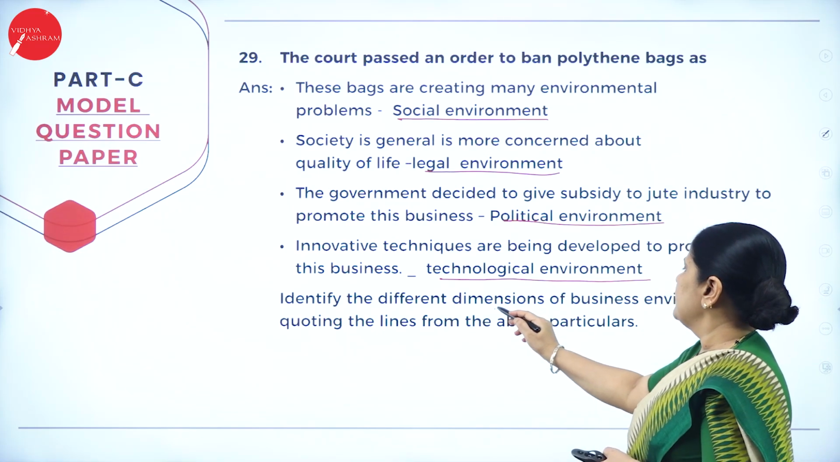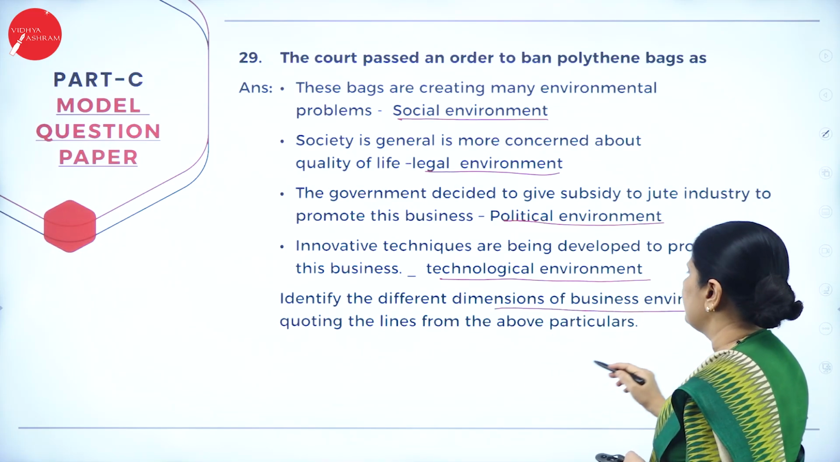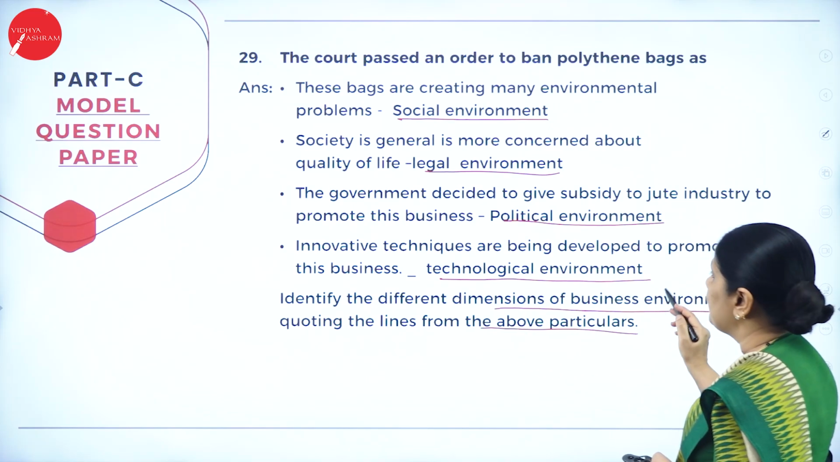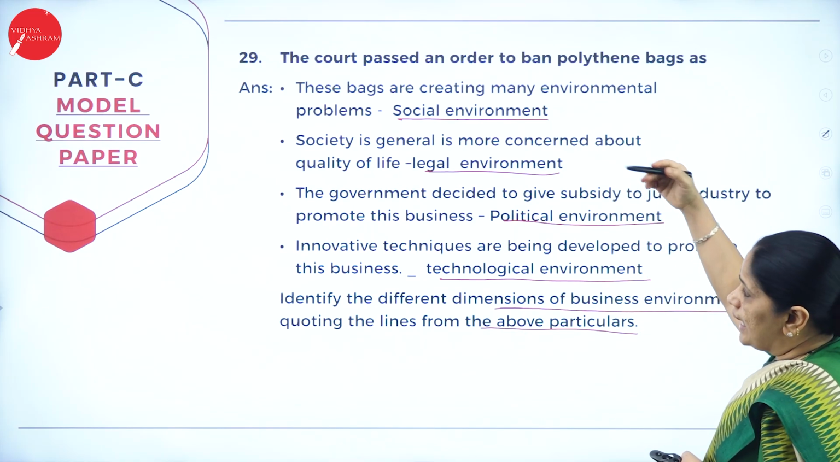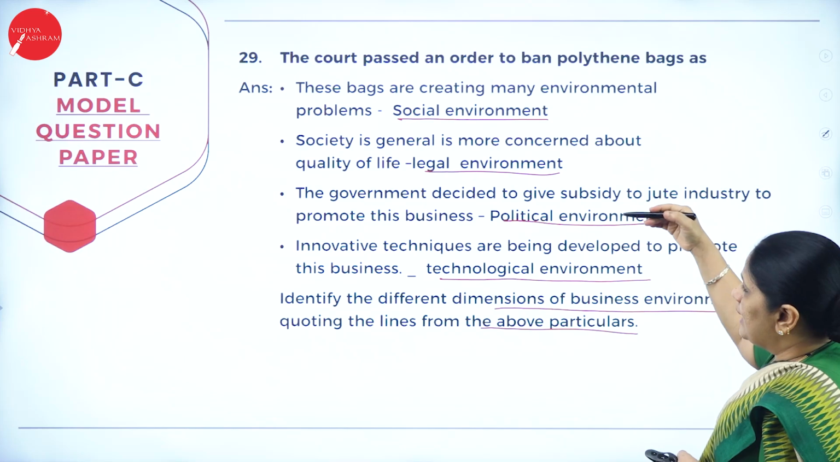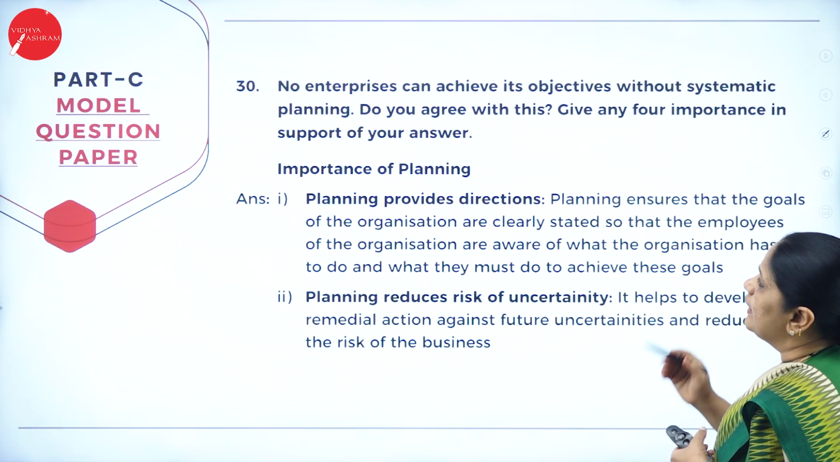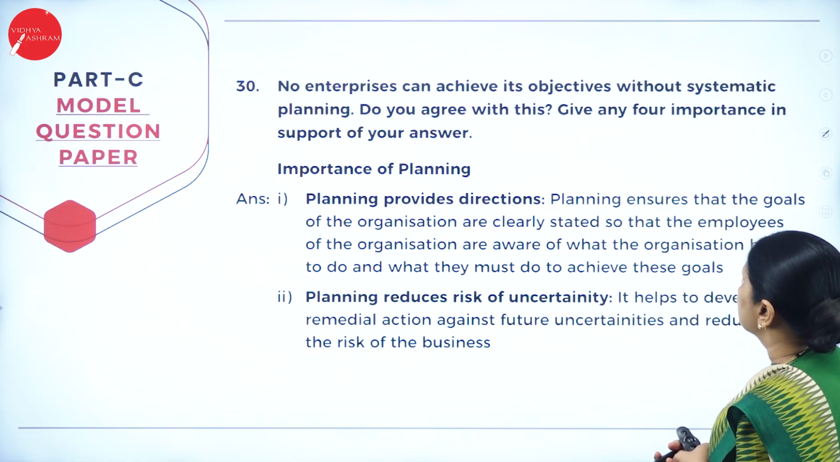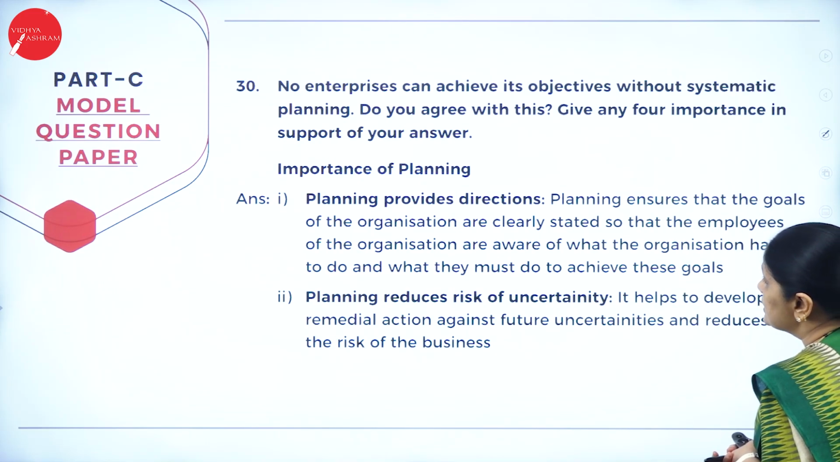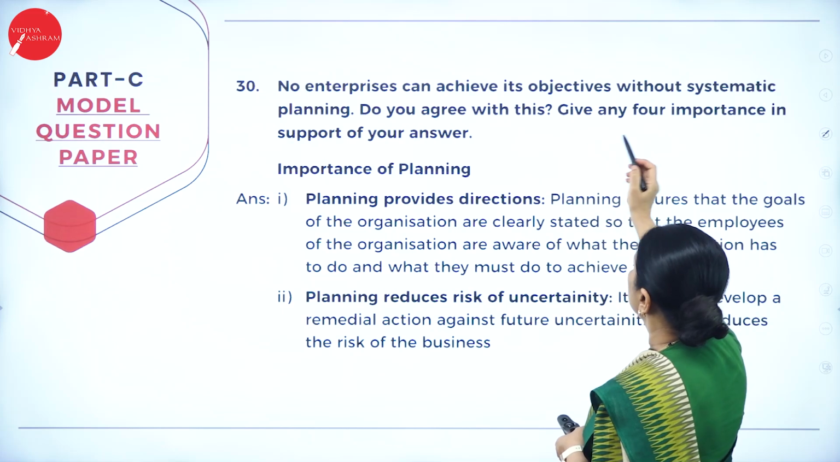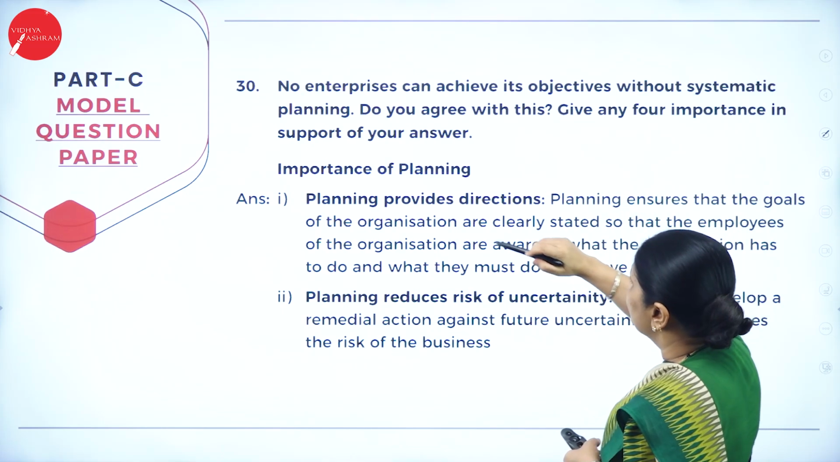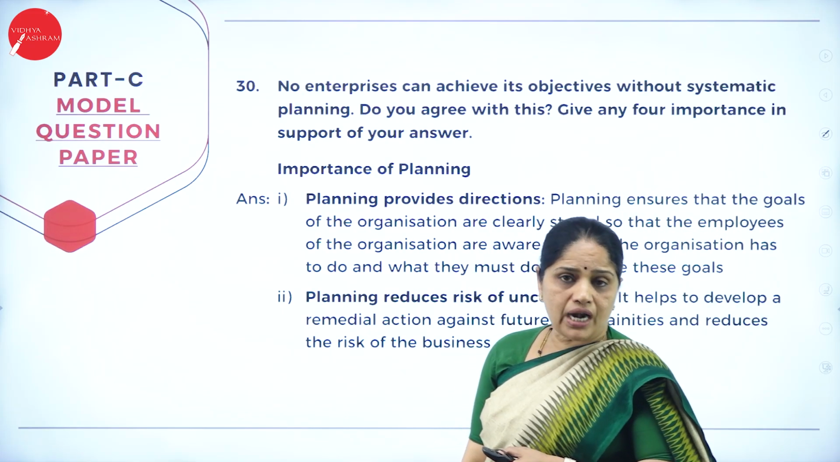So identify the different dimensions of the environment by quoting the lines from the above particulars. So we have identified each line and to what dimension they belong. It's already been identified. Then, no enterprise can achieve its objectives without systematic planning. Do you agree with this? Give any four importance in support of your answer.